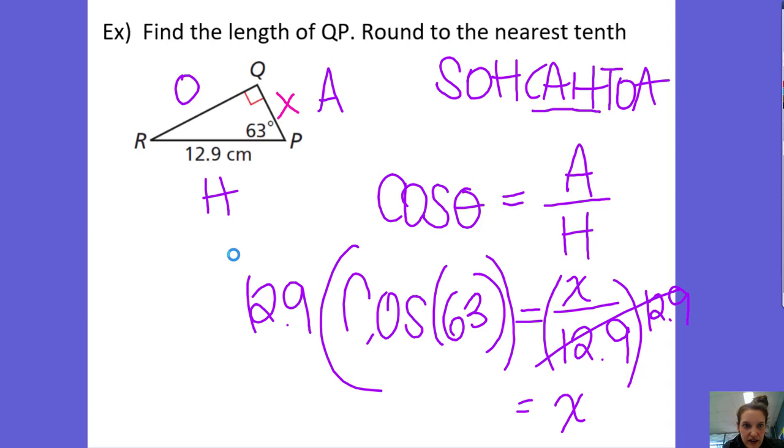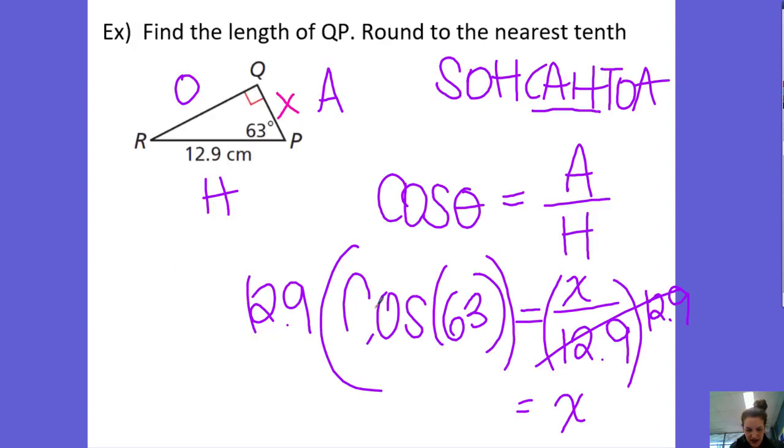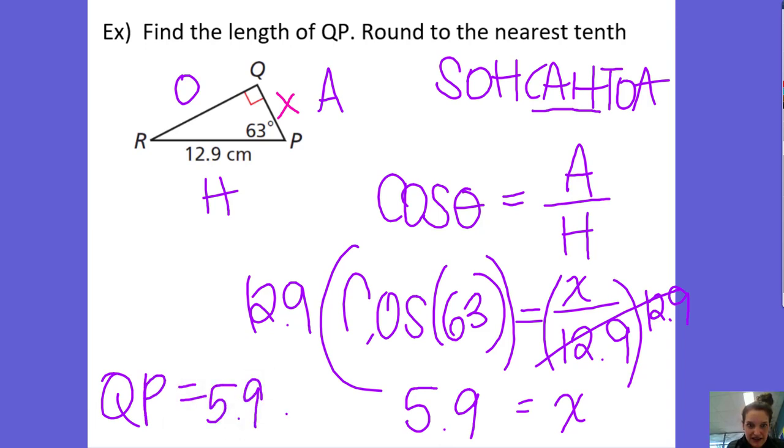If you go back to your calculator and look right up here, sine, cosine, and tangent are your trig buttons. You press the trig button, then the angle, and press enter. So I'm going to type 12.9 times cosine of 63 in my calculator. I get 5.856, and so on. I'm going to round to the nearest tenth, which is 5.9. So QP rounded to the nearest tenth is 5.9 centimeters.